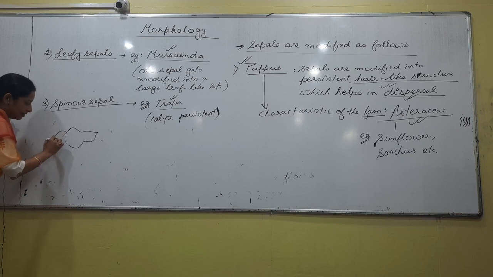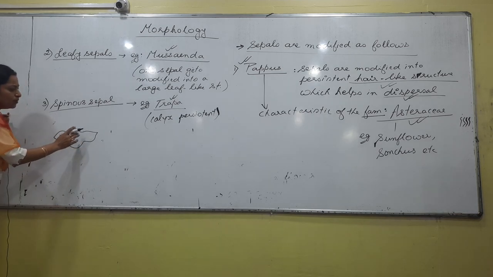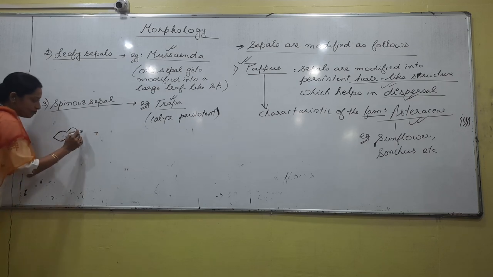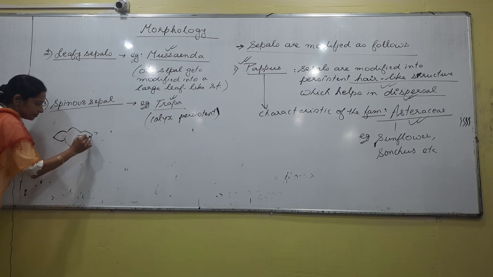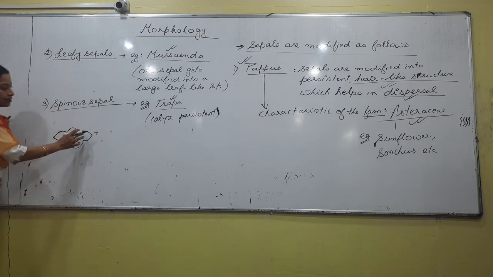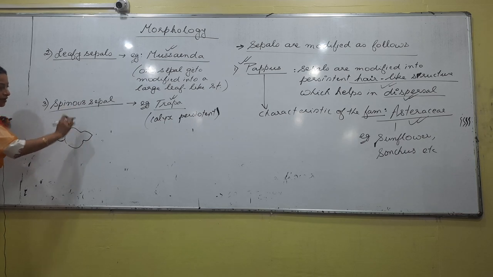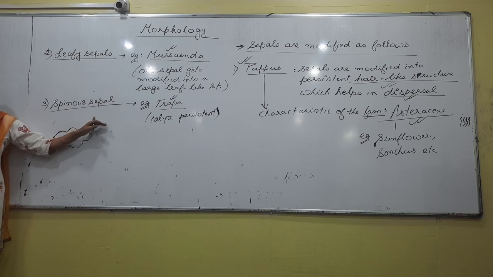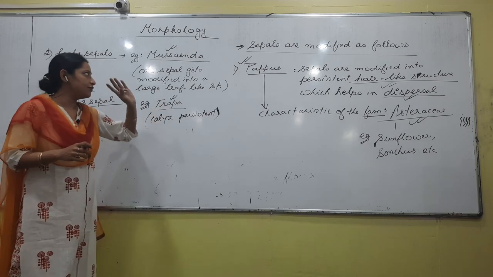The sepals are like a pointed structure, right? So it looks like a spine. The diagram is not important, and identification will never be asked, but the question may come: give an example of a spinous sepal, right? The spinous sepal is an example of Trapa.